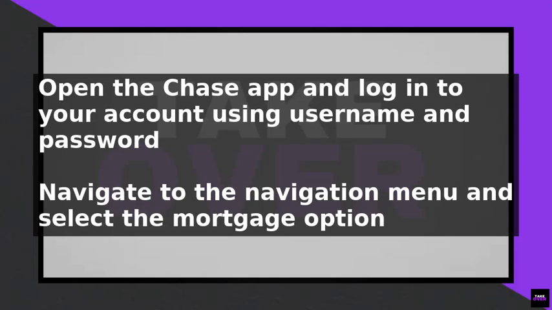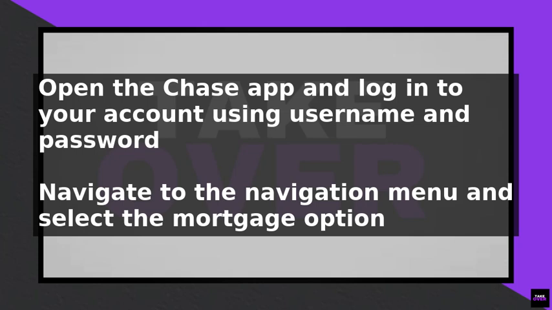To pay your mortgage on the Chase app, start by opening the app and logging in to your account using your username and password. Once you are logged in, navigate to the navigation menu and select the mortgage option. From the mortgage dashboard, select the specific mortgage account you want to make a payment on.